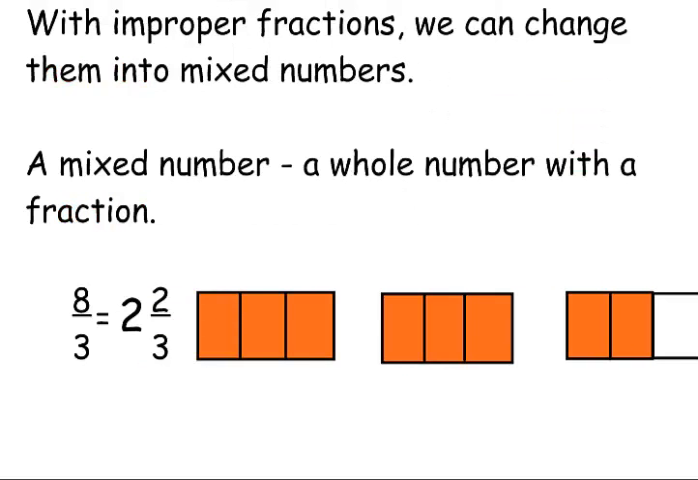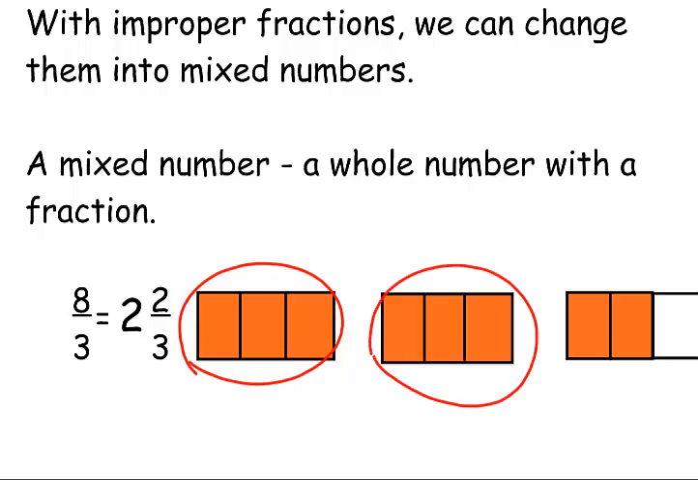With improper fractions, we can change them into mixed numbers. A mixed number is a whole number with a fraction. Here we can take our 8/3, group them together, and call it 2 and 2/3. Here's one whole, here's 2 wholes, and then we have 2 out of 3 parts of the next whole.